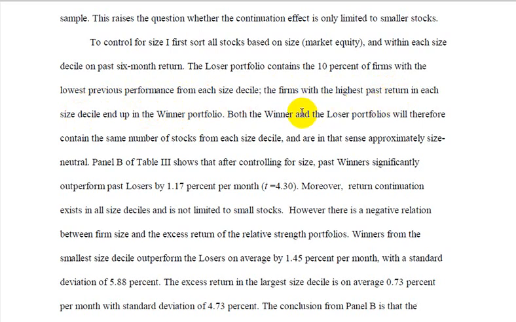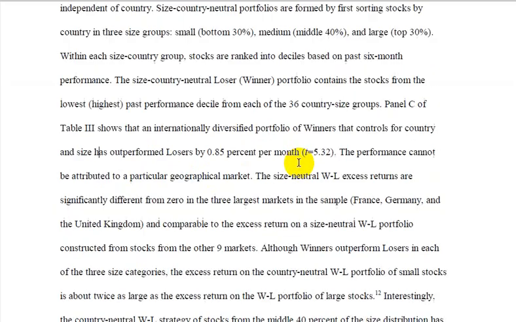That makes it so that each of the winner and loser portfolios contains the same number of stocks from each size decile, and that makes them somewhat size neutral. So it looks like panel B of table 3 shows the results of the size controlled portfolios. Let's go take a look at table 3, panel B.